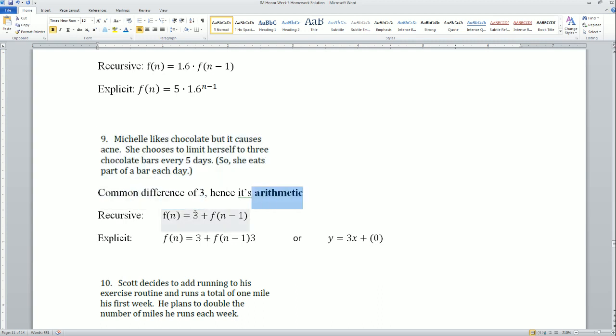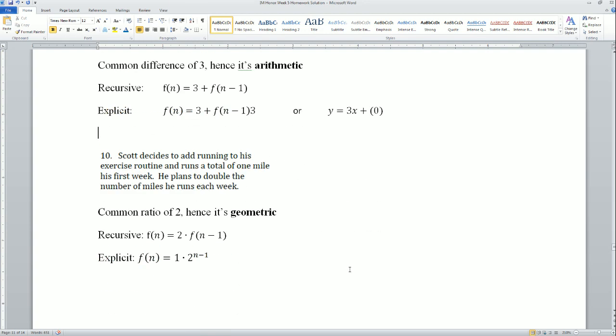Hence, it's arithmetic. So the recursive, again, is the common difference plus the previous term, so it's 3 plus the previous term. The explicit is always your first term, which is on her first day, she's eating 3 chocolates, plus f of parentheses n minus 1 times the common difference, which is 3. In y equals mx plus b, y is equal to 3x, because 3 is the slope, right? The rate or the common difference, plus 0. The reason it's 0 is because on the 0th day, she ate 0 chocolates.